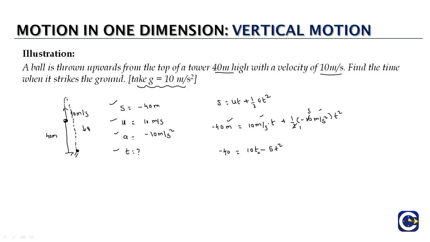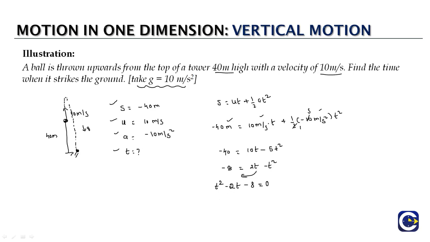Now on both sides we can divide by 5, so you will get minus 8 is equal to 2t minus t square. We'll bring the terms on the right side to the left side, so they will change signs, which means the minus t square will become plus and 2t will become minus 2t. So the final expression we are going to have is t square minus 2t minus 8 is equal to 0.